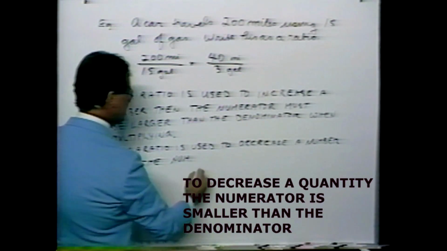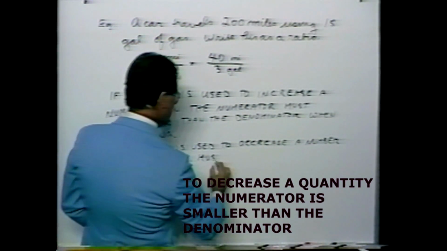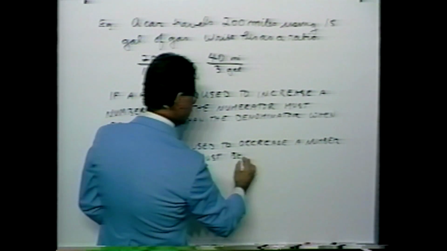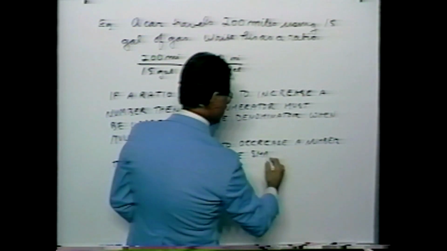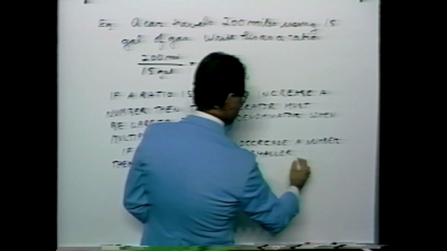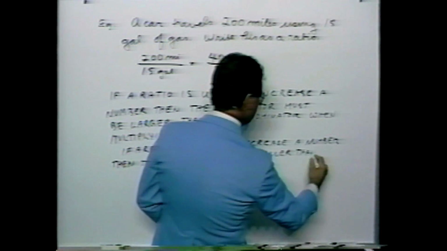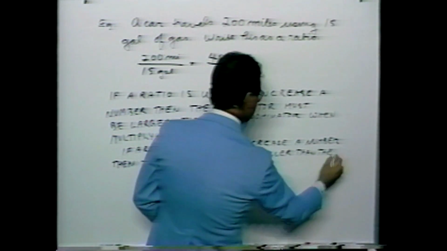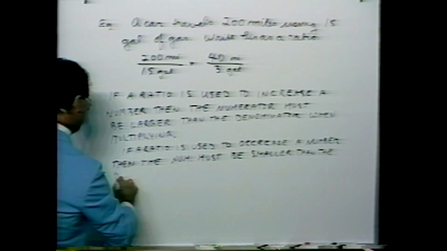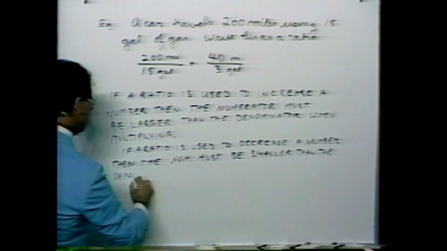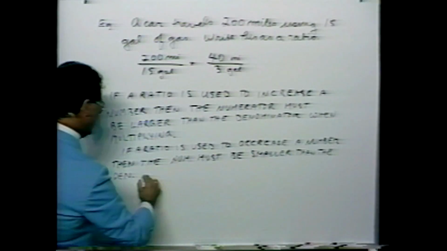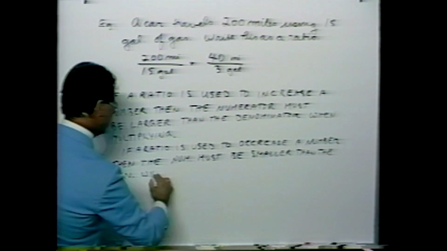NUM, short for numerator, must be smaller than the denominator, DEN for short, when multiplying.